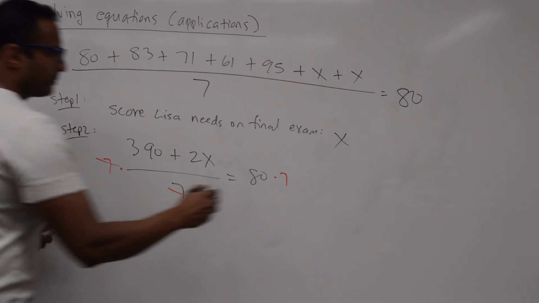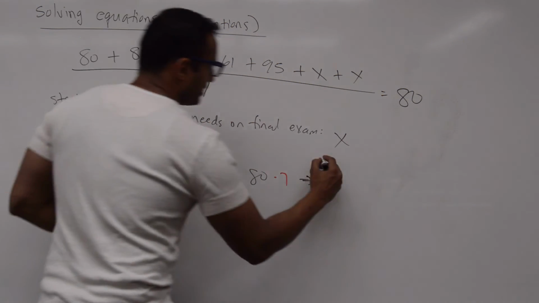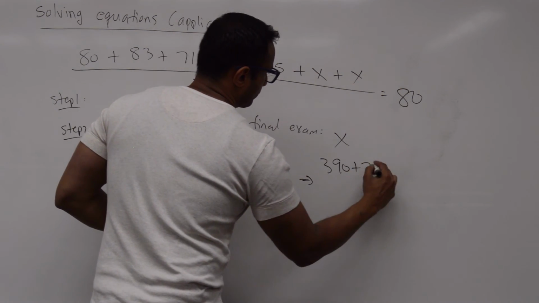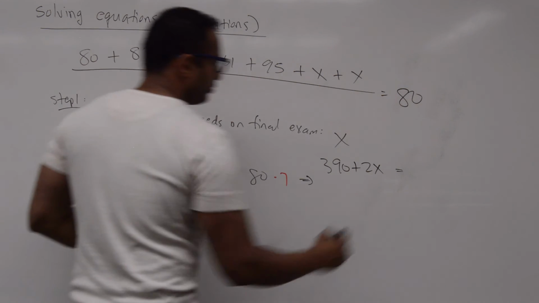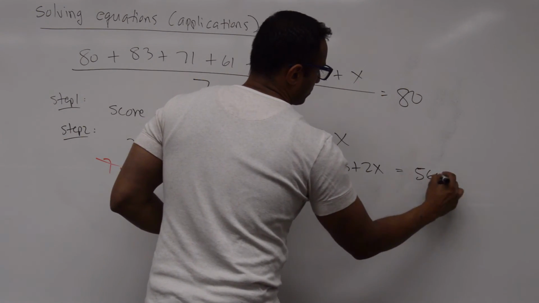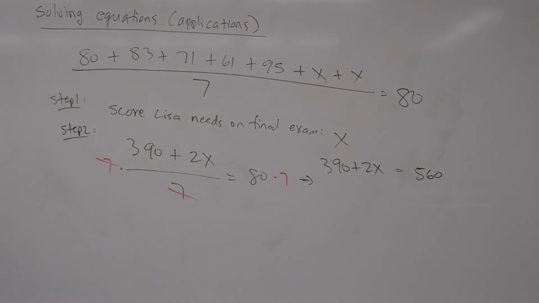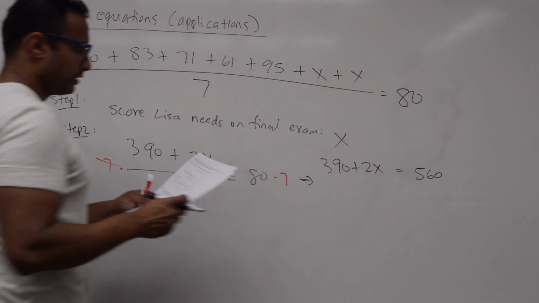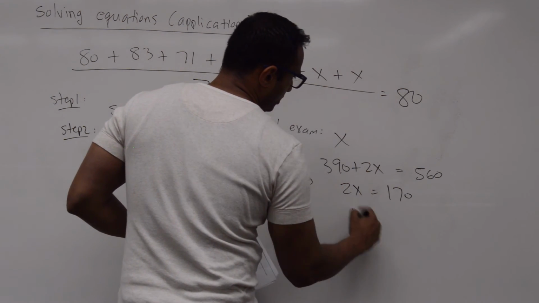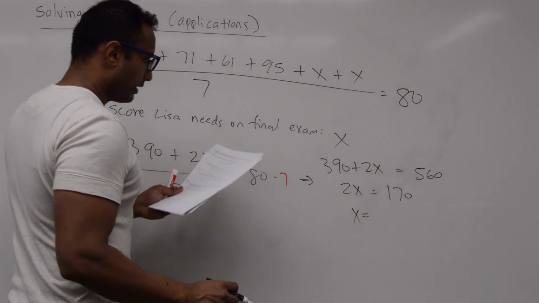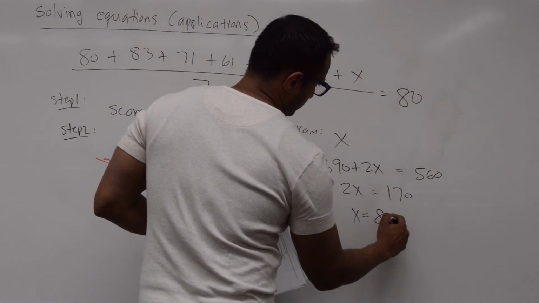Okay, so now what happens? We're going to get 390 plus 2X, that equals 80 times 7, which is going to be 560. Okay, so let's solve that equation. Let's move the 390 to the right. So we get 2X is equal to 170. You divide by 2, and we're going to get X equals 85%.